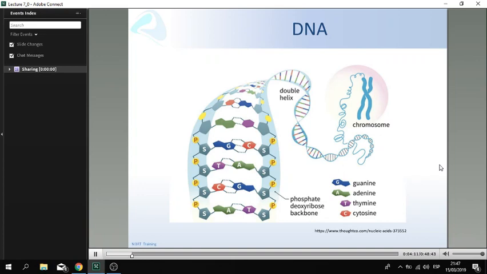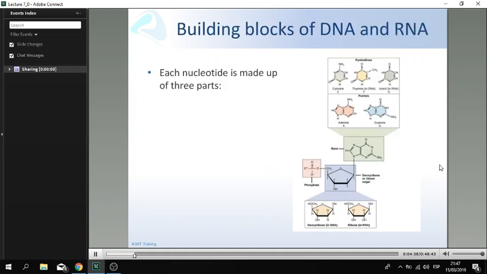So just to remind you, our DNA is inside our body as a double helix that is packed in our chromosomes, and it contains a phosphate deoxyribose backbone and then nucleotides. And they're making our DNA. There are 4 nucleotides that make DNA: G as guanine, A as adenine, T as thymine, and C as cytosine. So you're probably quite familiar with this.